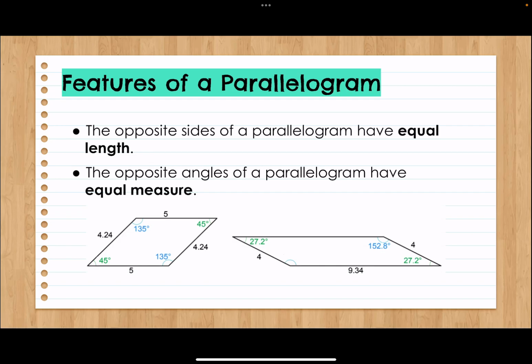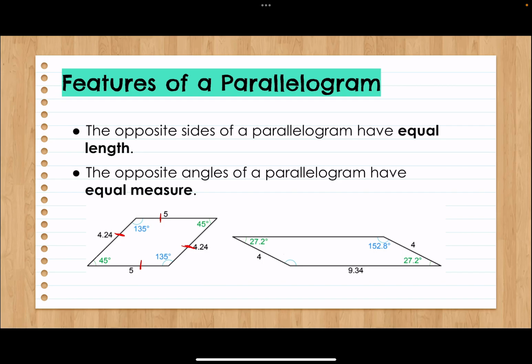So here are two examples. The first one's already labeled for you, but we can see that the top and bottom sides are both 5, and the two other sides are 4.24. So they're not all four equal to each other, only the opposite sides are. Sometimes they can all be equal, but it's not always the case.